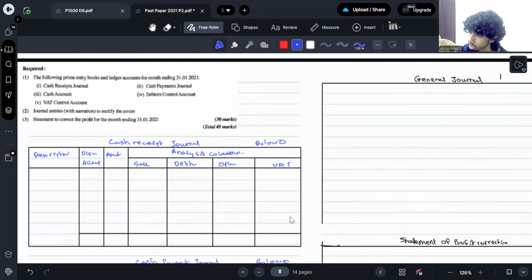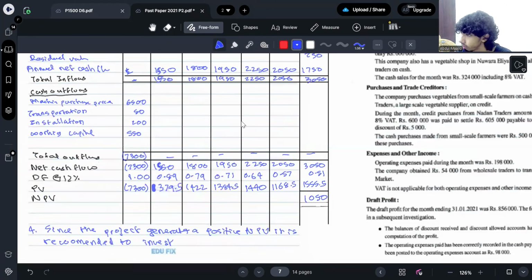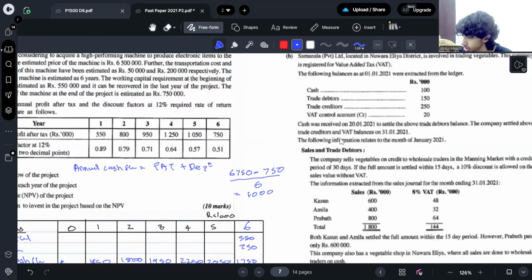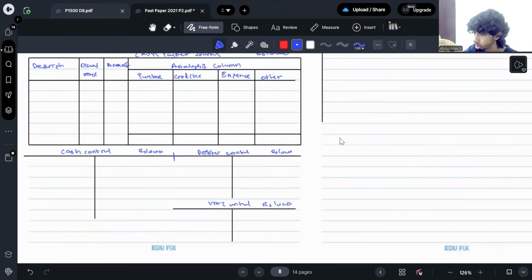So cash receipt journal, cash payment journal, cash account, debtor control, and VAT account, and journal entries to rectify errors and statement of corrected profit or loss. Okay. So then we'll record the opening balances. Cash, we can record BBF 100.